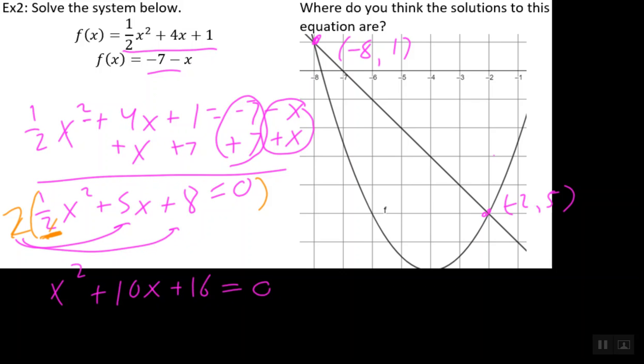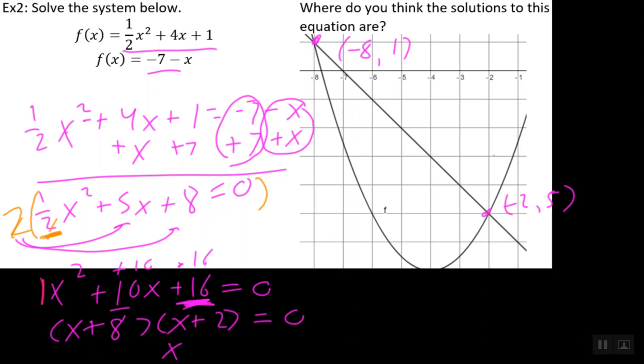Well, once again, I see that my a term is 1, so let's try and solve this by using simple factoring. Okay, so I break this down into two sets of parentheses. And let's see, we know x squared breaks down into x and x. And what two numbers multiply, I'll say again, multiply to be 16 and add up to be 10? Let's see, can you think of two numbers that multiply to be 16 and add up to be 10? Well, I would argue we could use 8 and 2. 8 times 2 is 16, and 8 plus 2 is 10.